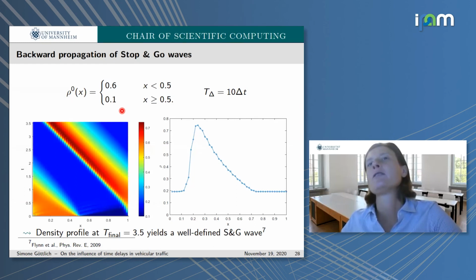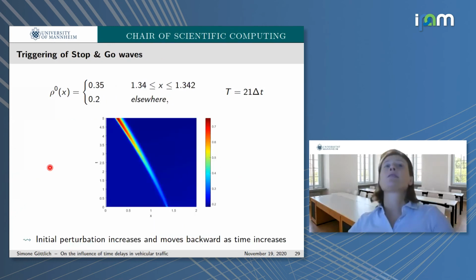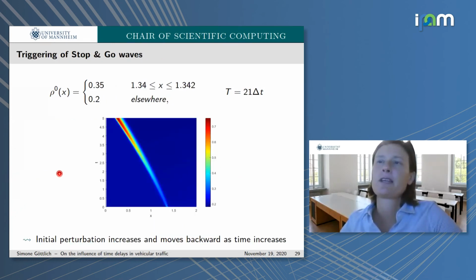So this is now the real difference to the LWR model. The delayed model is able to reproduce stop and go waves. And we also see that the triggering of stop and go waves can be done. For the initial data, as we see here, there is a higher density in a very small area on the x-axis and some lower density elsewhere. Then we observe that the initial perturbation really increases and moves backward as time increases.